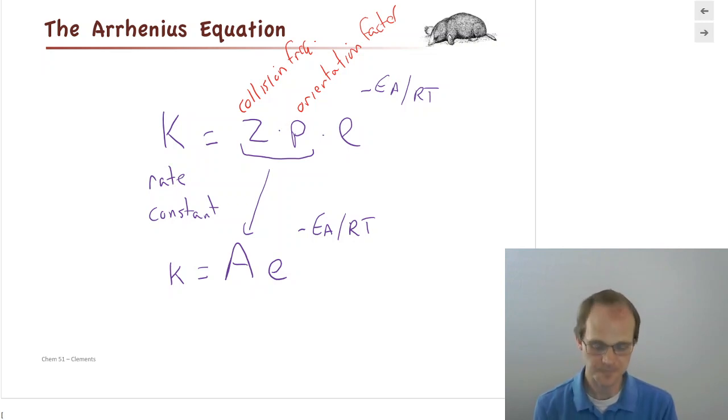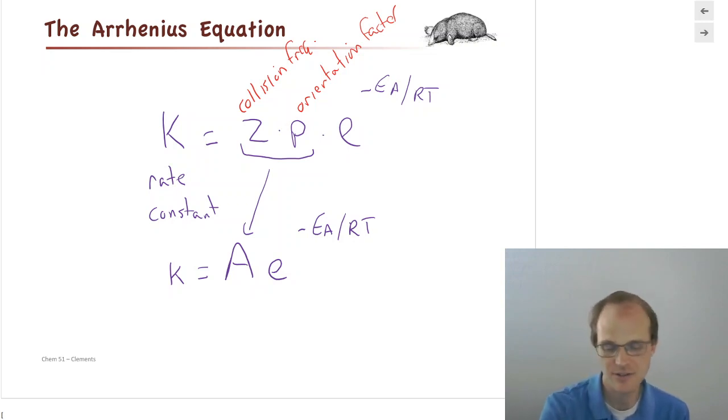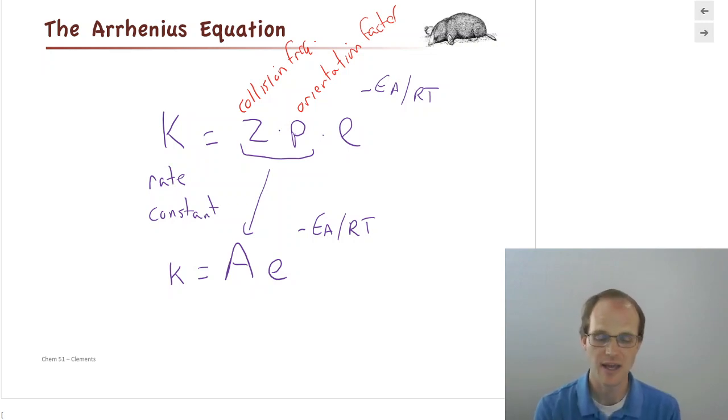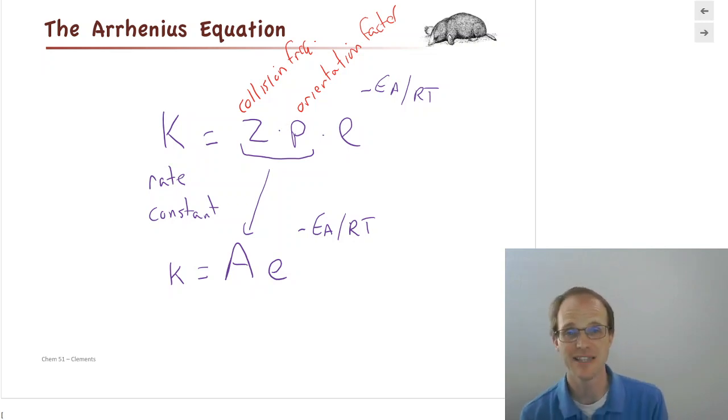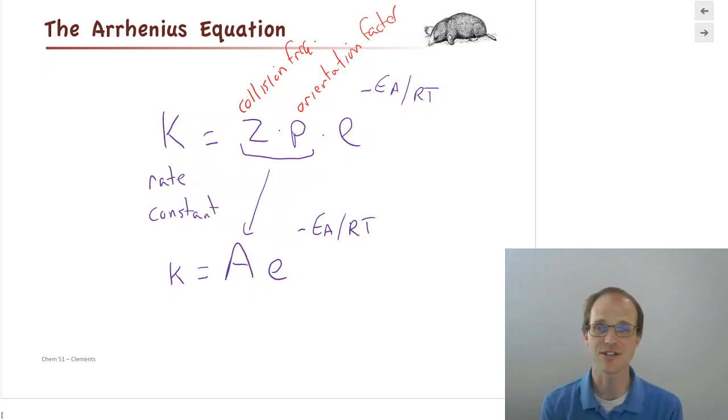So really cool things. But it turns out these collision frequencies, that's just a number. How often do these things hit each other per second? Orientation factor, just so you know, is usually a number between 0 and 1. 0 says that there's no orientation in which these things ever react, and k would be 0. 1 says that no matter how these things hit each other, they love to react. That would be if you have two atoms coming to each other. Spherical is going to have an orientation factor of 1.